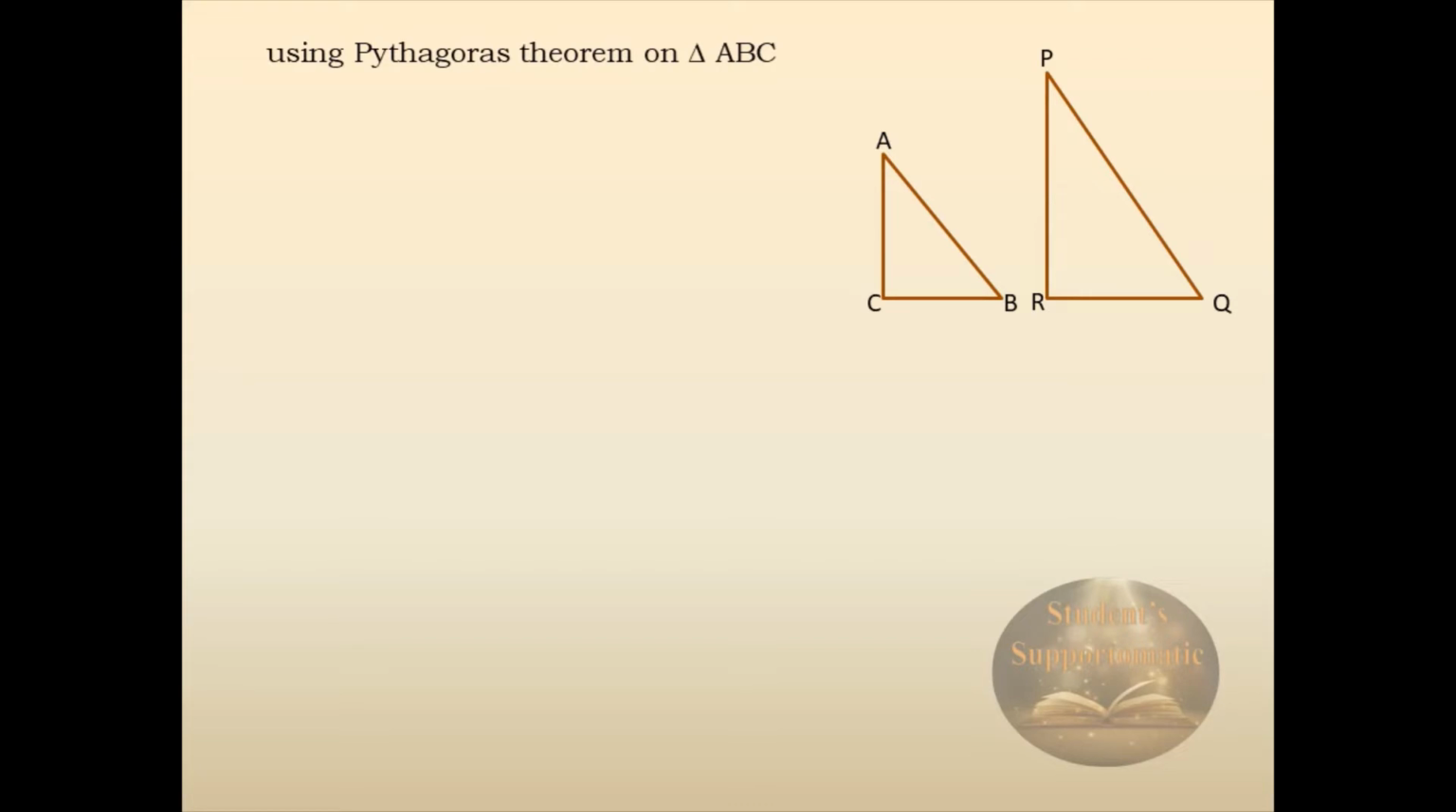So by using Pythagoras theorem on triangle ABC, AB square is equal to AC square plus BC square. But we need the value of BC. So BC square is equal to AB square minus AC square. Now BC is equal to square root of AB square minus AC square.